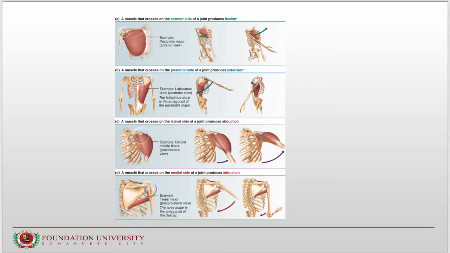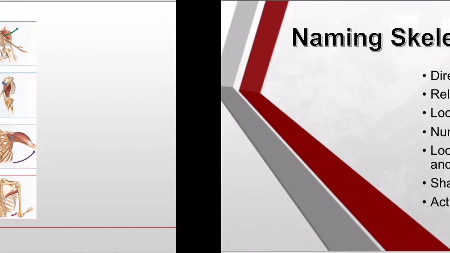These are examples of the interaction of the skeletal muscles in the body. A muscle that crosses the anterior side of the joint produces flexion. A muscle that crosses on the posterior side of a joint produces extension. A muscle that crosses on the lateral side of a joint produces abduction. A muscle that crosses on the medial side of a joint produces adduction.